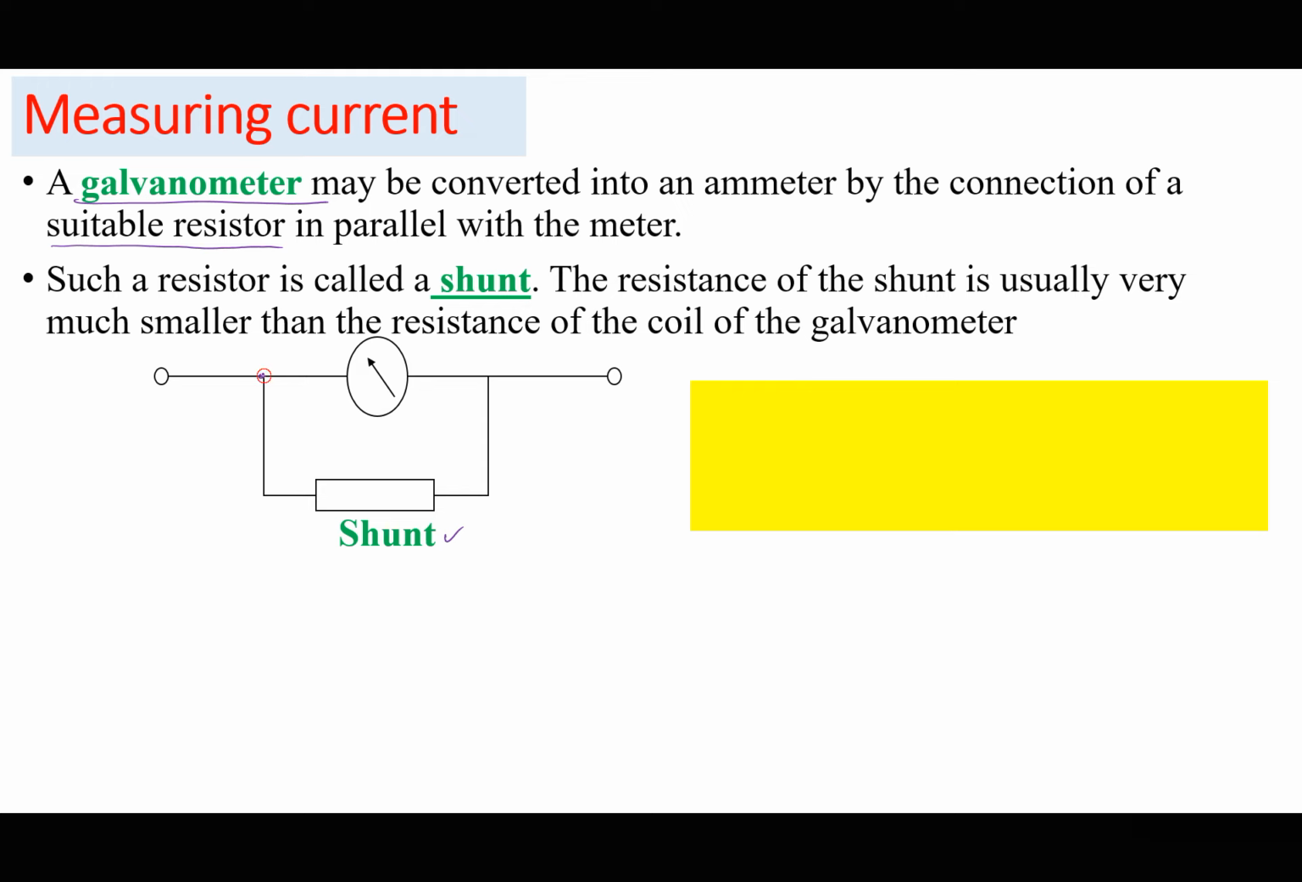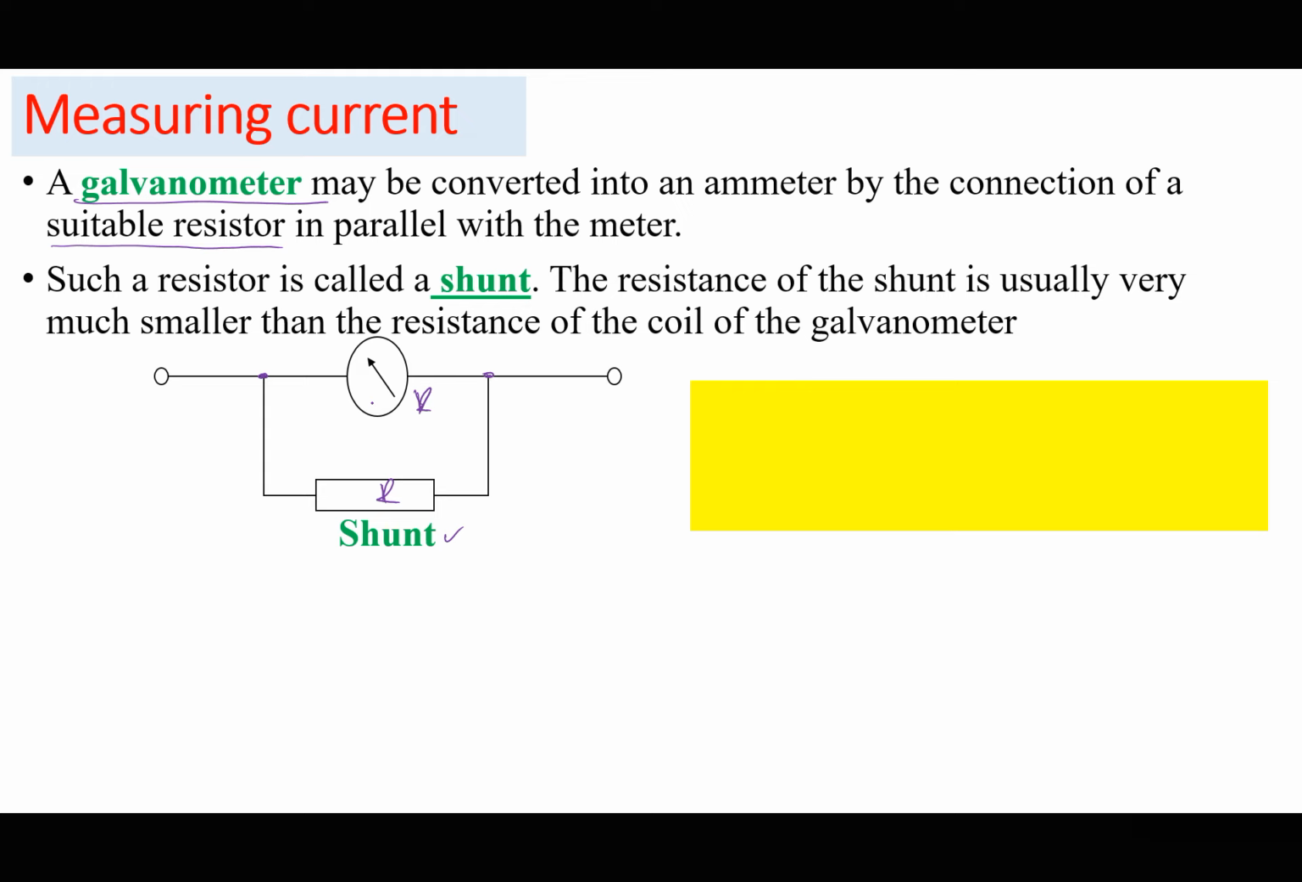So the net effect is that we have the galvanometer and another resistor. And remember, for resistors in parallel, the total effective resistance is smaller than the resistance of the smallest resistor. Total resistance is smaller than the smallest resistance in the combination or in the circuit.